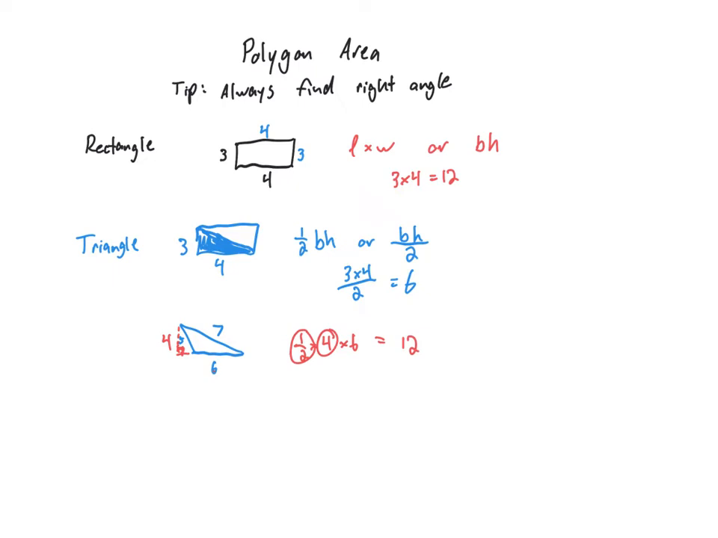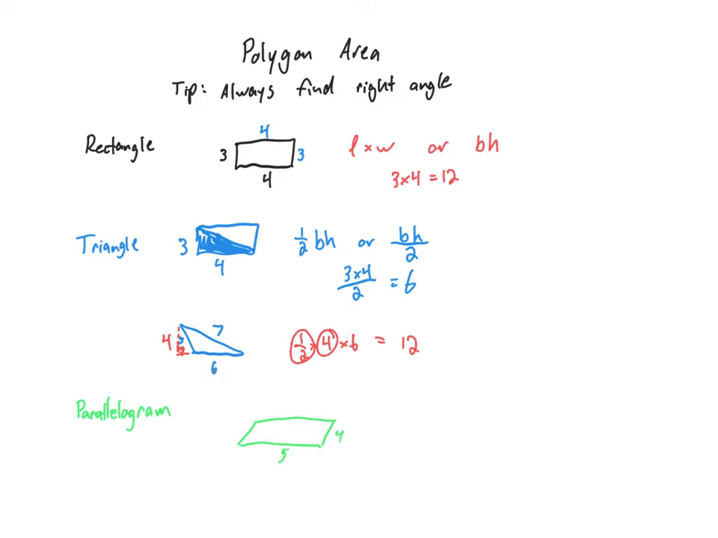All right, next let's move on to parallelograms. So a parallelogram is a quadrilateral with opposite sides being parallel to each other. A rectangle is a type of parallelogram. This parallelogram does not have any right angles.